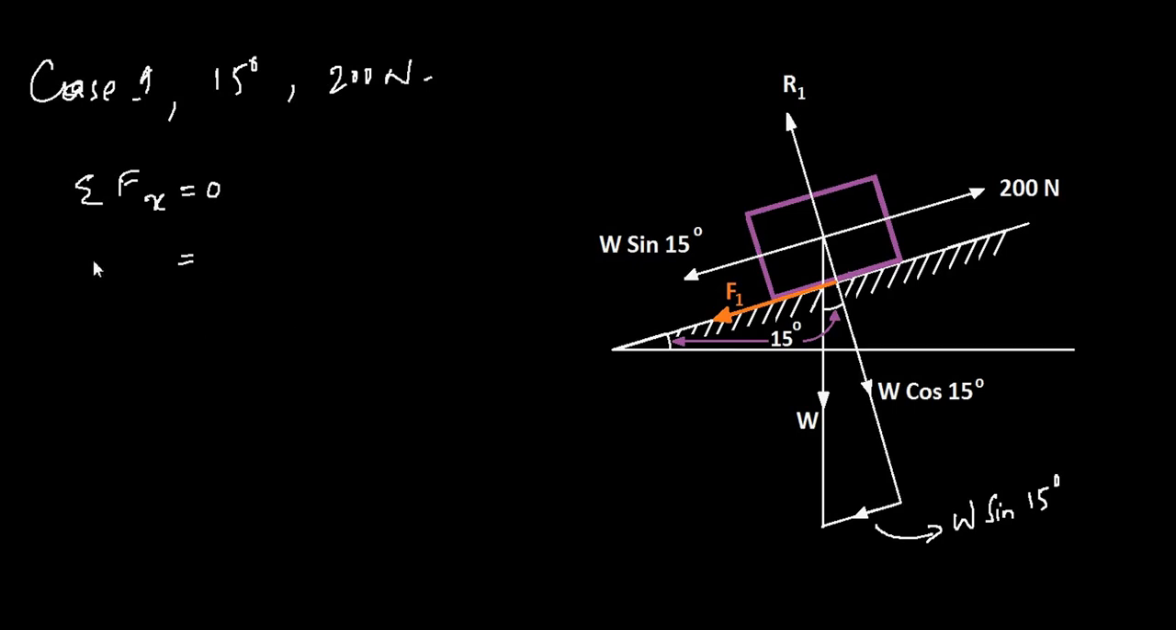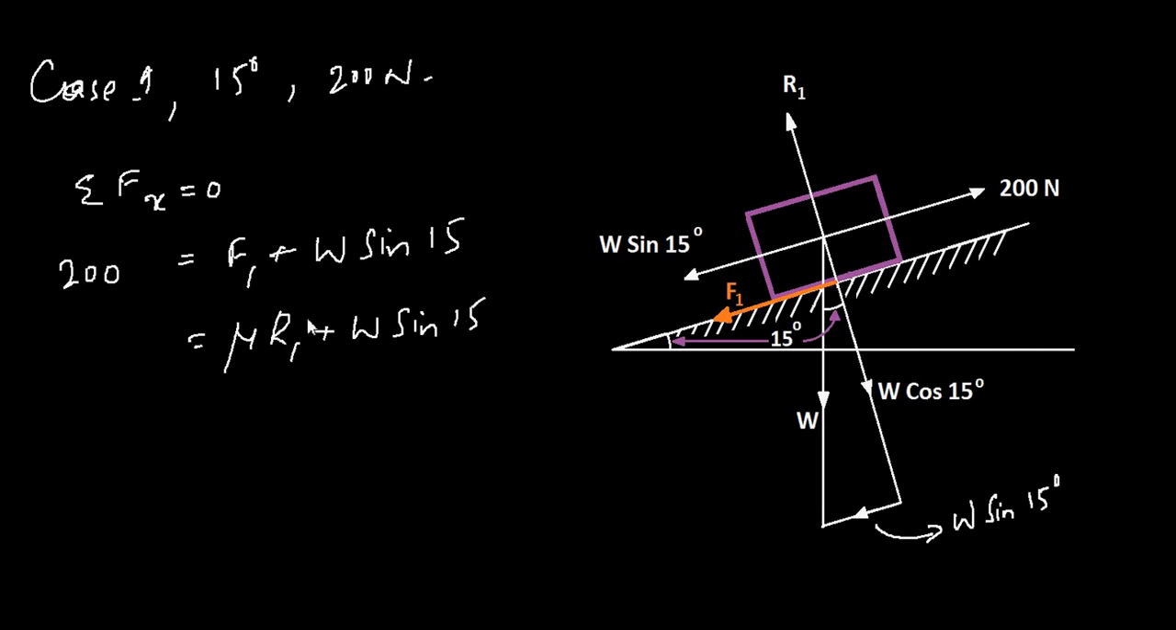So you have 200 Newton is equal to F1 plus W sin 15. Now you know F1 is mu R1, so that is equal to mu R1 plus W sin 15. This F1 equal to mu R was discussed in the previous video on friction. The frictional force is the coefficient of friction times the normal reaction. So that's the first case: 200 equals mu R1 plus W sin 15. Now that is a horizontal balance.